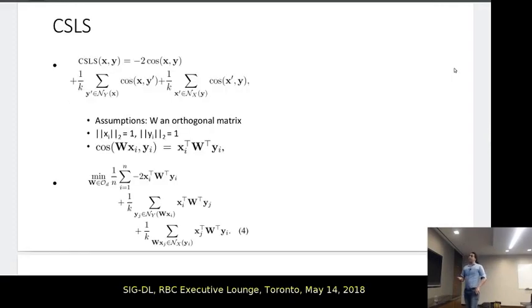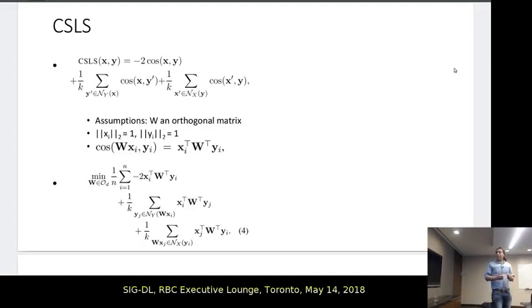Okay, so this is CSLS. The idea is really straightforward. You can ask me about the terms if you want, but I like to think of it conceptually. Basically, you want to minimize the cosine similarity of x and y, where x is your domain and y is your target embeddings. So that's the cost function.